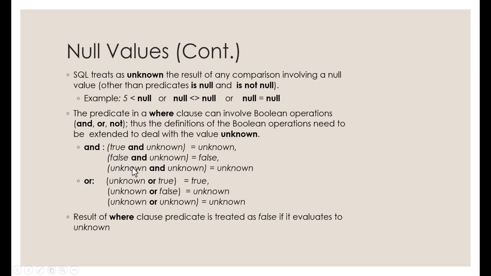Same thing here, unknown and unknown. That means it could be true and true. If it's true and true, it's going to be true. If it's false and false, it's false. So unknown and unknown is unknown.